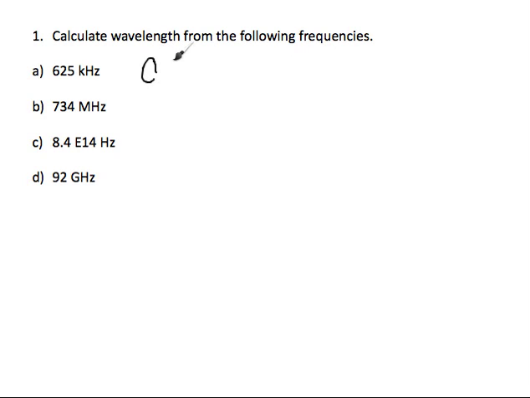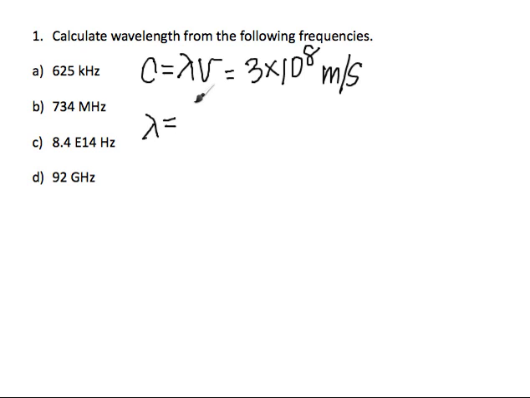So the speed of light equals lambda, which is the wavelength, times frequency. The speed of light also equals, since it's a constant, 3 times 10 to the 8th meters per second. Always remember the units. So if we need to calculate wavelength from frequencies, we can use the equation lambda equals c divided by the frequency.